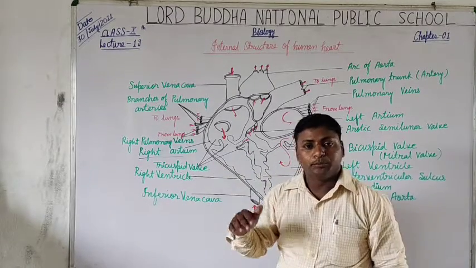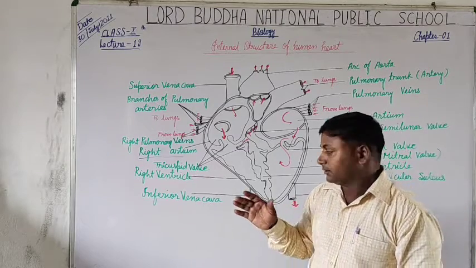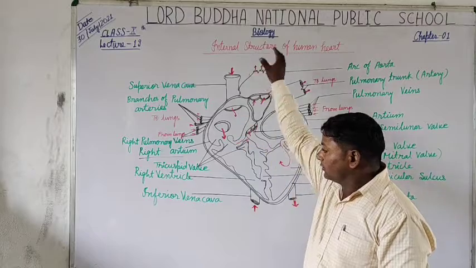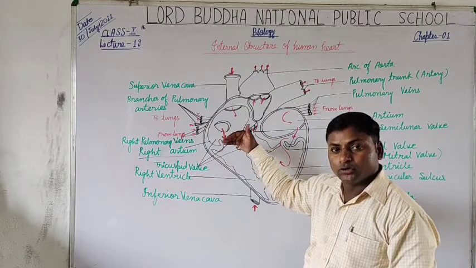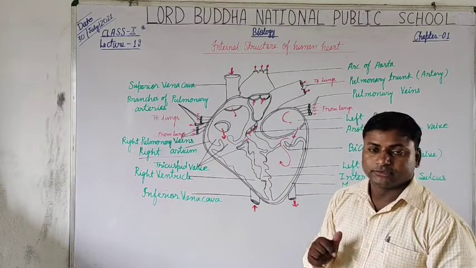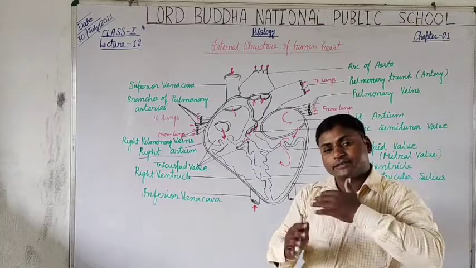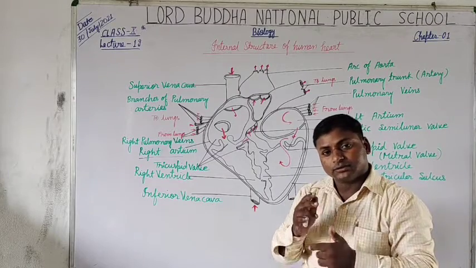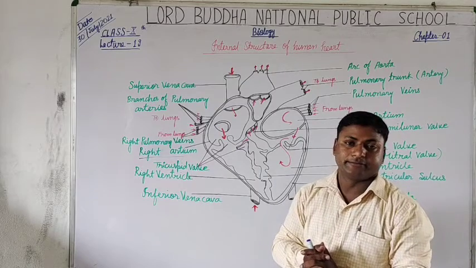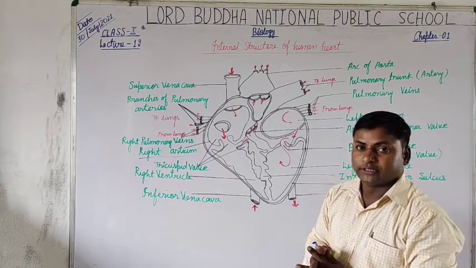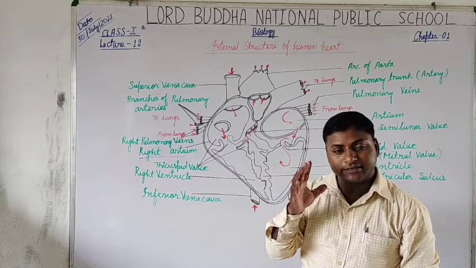It does not allow the backflow of the blood. Its main function is that once the blood comes into the chamber, it does not flow back. Thus, the circulation of the blood in the body is continued in a certain direction. It helps in maintaining the flow of the blood in a certain direction.